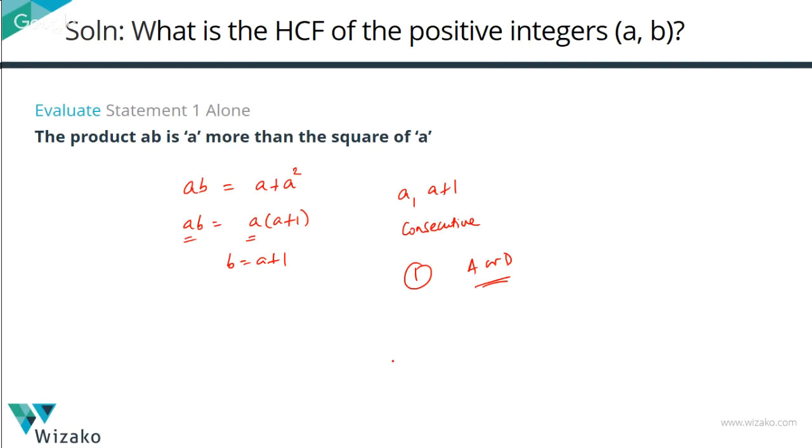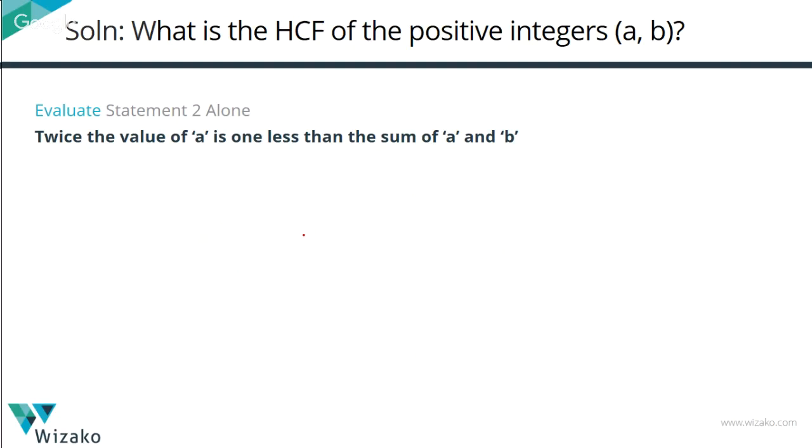Let's move on to statement 2 and check whether that is sufficient to decide between A and D. Twice the value of A, let's start writing it. 2A is equal to 1 less than the sum of A and B. Sum of A and B is A plus B. Let's take A to the left hand side. This makes it A is equal to B minus 1, or B is equal to A plus 1. We're coming back to what we got with statement 1.